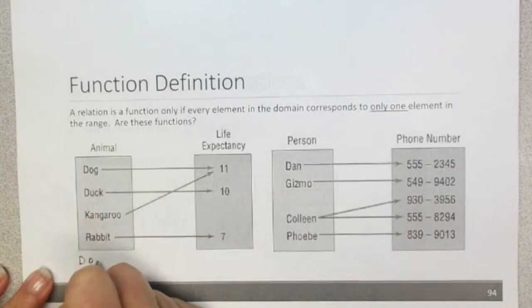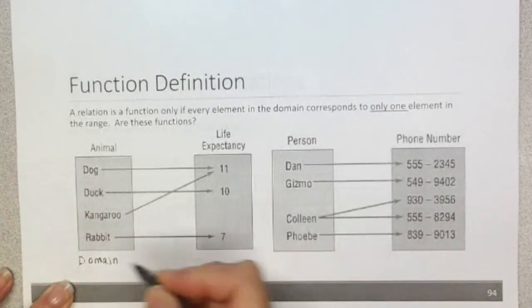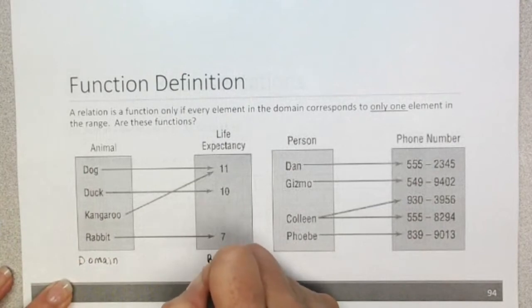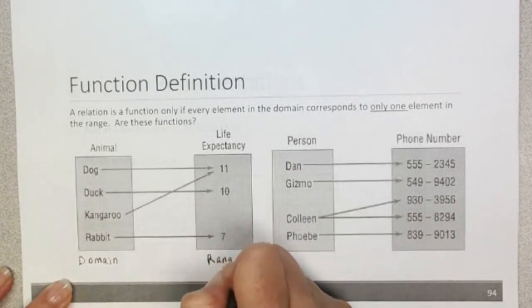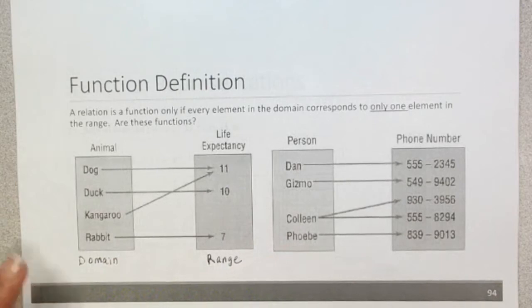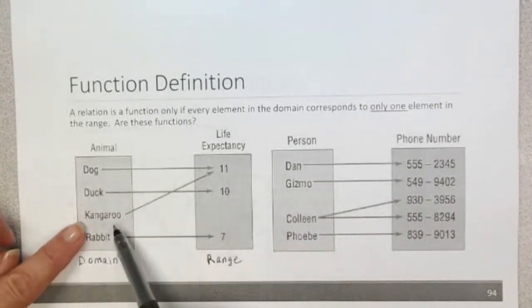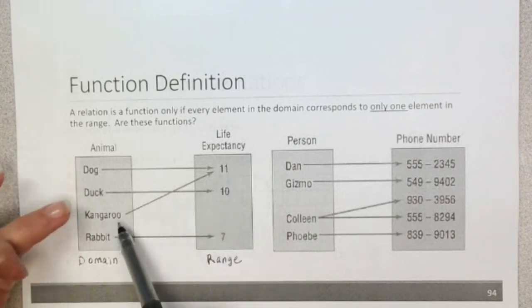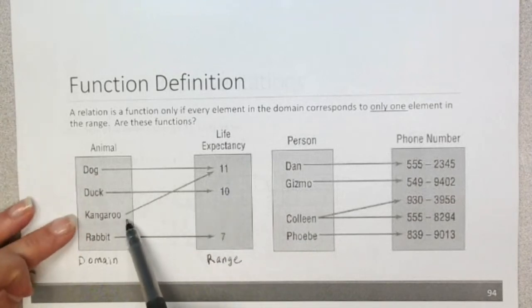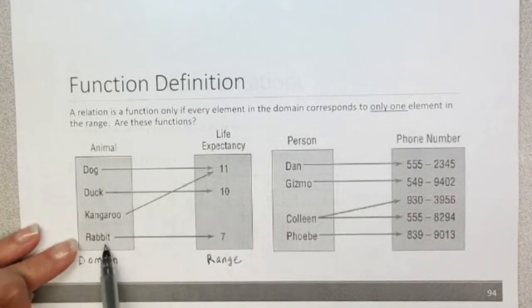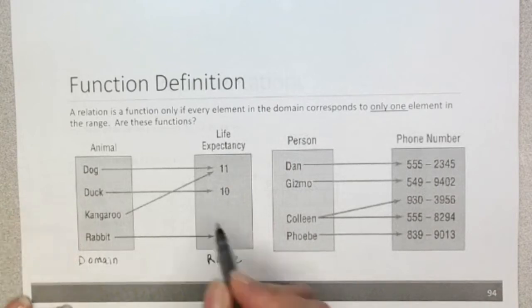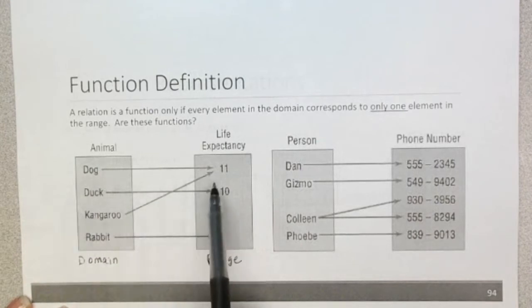Remember, our inputs, or our starting point, is the domain. Our outputs, or our ending point, is the range. Well, let's see, dog only has one life expectancy. Duck only has one life expectancy. Kangaroo has the same life expectancy as dogs, but it still only has one. And a rabbit only has one. So we would have to say that this relation that relates animals to their life expectancy is in fact a function.